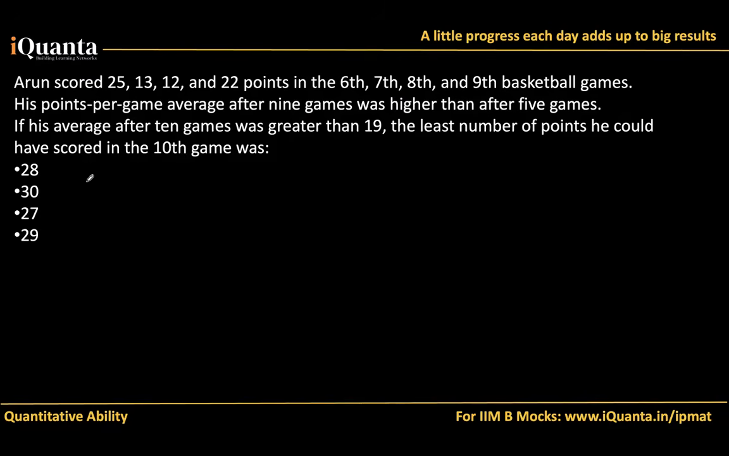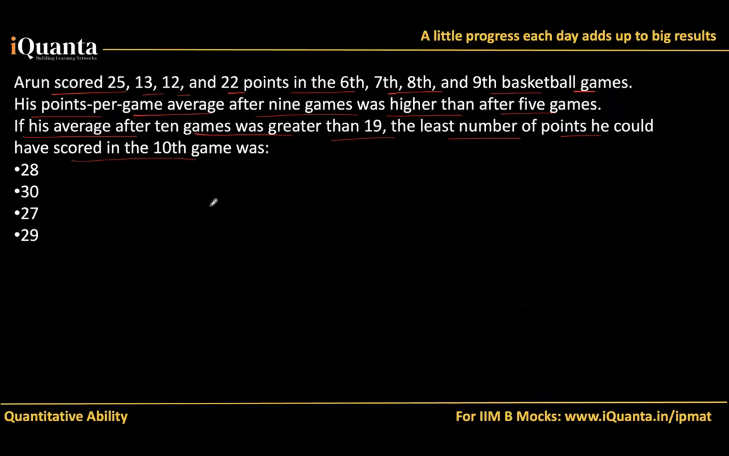Okay. Now we have another question. Arun scored 25, 13, 12, 22 points in the 6th, 7th, 8th and 9th basketball games. His points per game average after 9 games was higher than after 5 games. If his average after 10 games was greater than 19, then the least number of points he could have scored in the 10th game. This is a question based upon average.